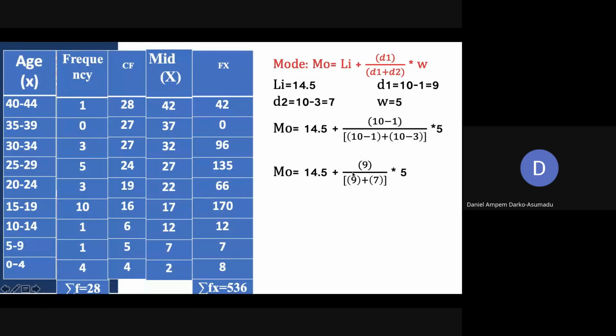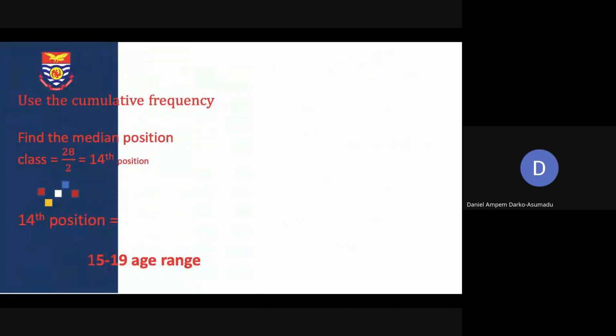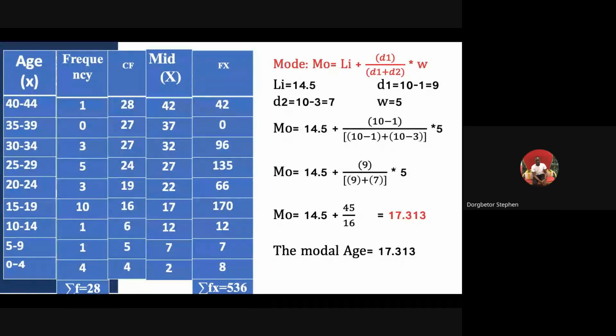Plus 9 over 9 plus 7. We are subtracting, right? Times 5. When you break it further down, it is 14.5 plus 9 times 5 is what? 45 over 9 plus 6 is what? 16. When we divide 45 by 16 and we add it to 14.5, we get a mode of 17.3138. So the modal age is 17.313 years. Please bring the unit. Years. The modal age is 17.313 years.